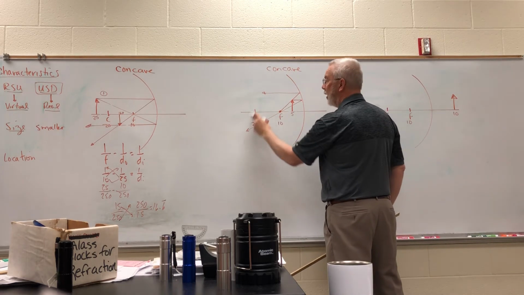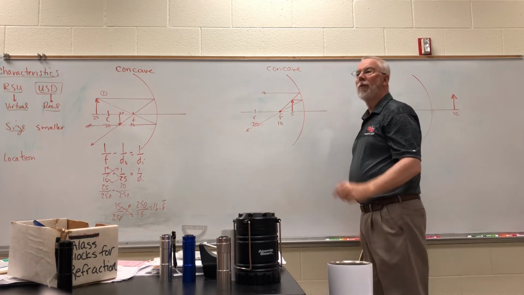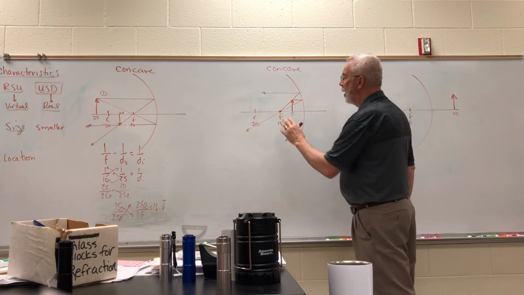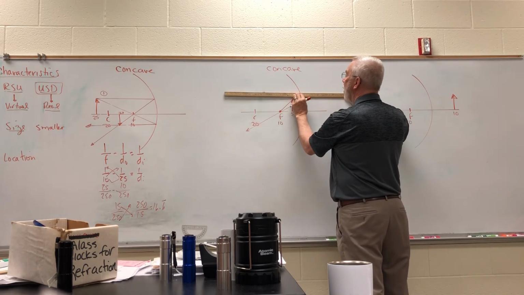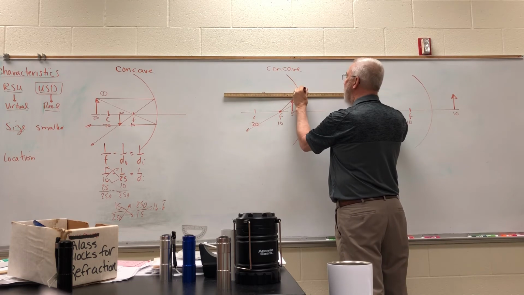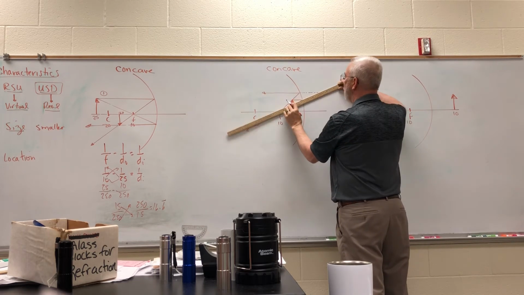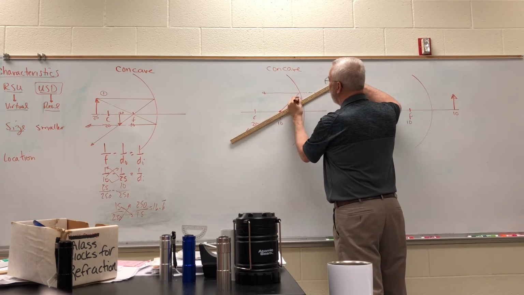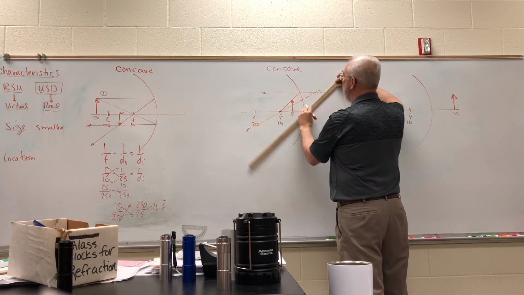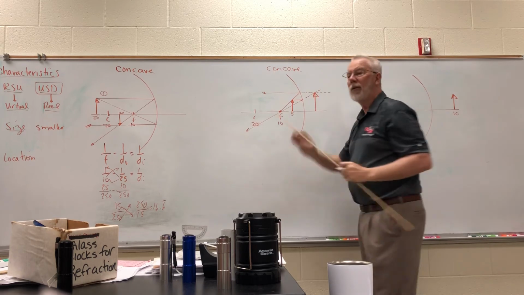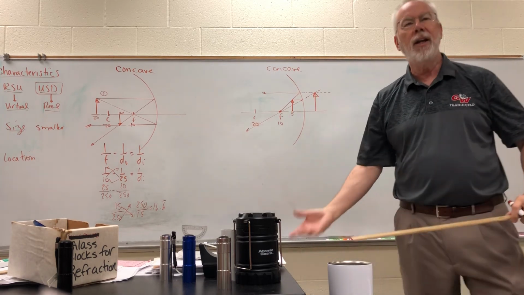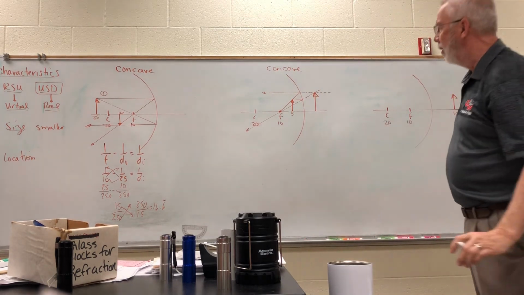Now, you look at these two lines, you see that they don't appear to ever come together on the left-hand side of the mirror. And so we're going to extend those lines backwards behind the mirror in this fashion here, and the image is located here. The image is located in or behind the mirror.